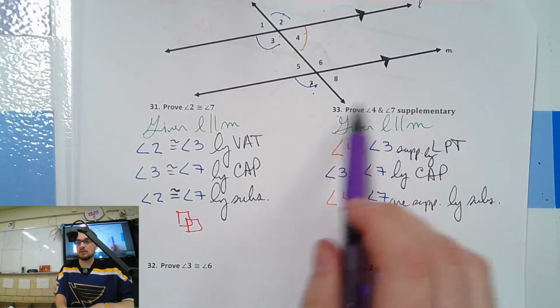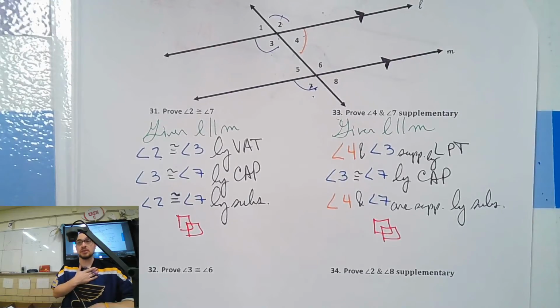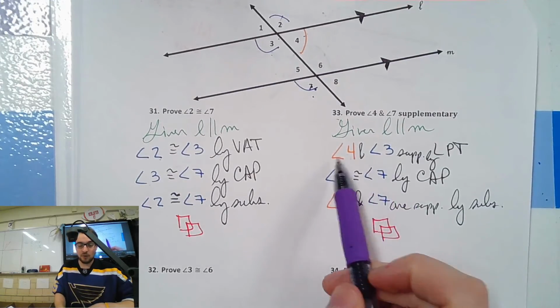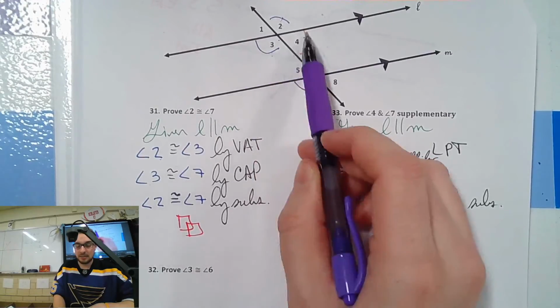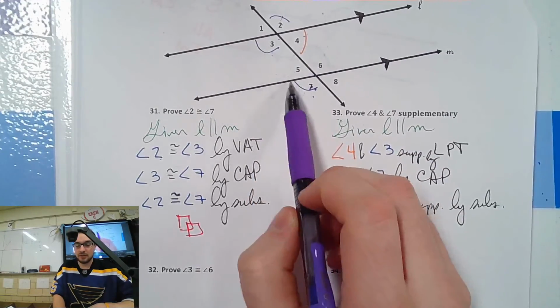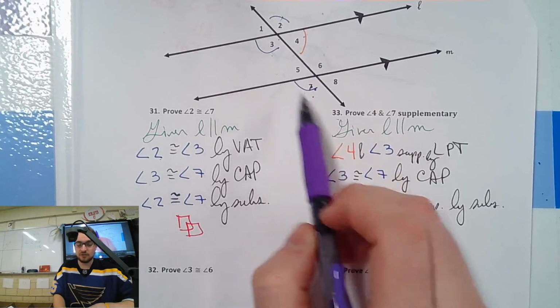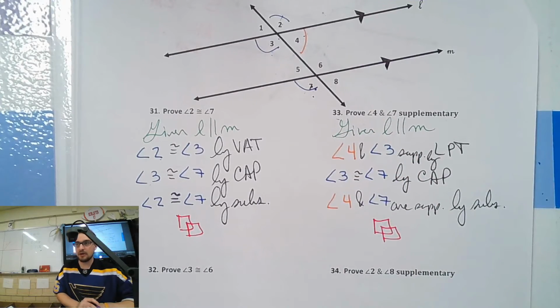Prove 4 and 7 are supplementary. The first thing I like to do is get a statement with supplementary in it. So I'm going to say that 4 and 3 are supplementary by linear pair. And then I'm going to say 3 and 7 are the same by corresponding angles postulate. So I can switch out 7 for 3 and say 7 and 4 are a linear pair, meaning they are supplementary.